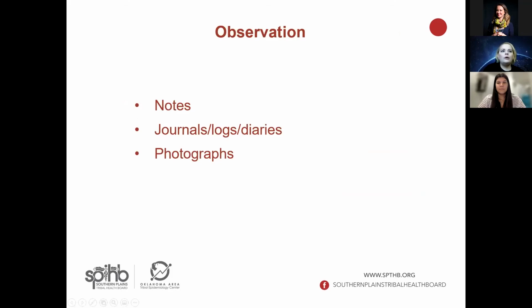Other ways to collect primary data are notes, journals, logs, diaries, and photographs. These are all valid ways of collecting this qualitative information.